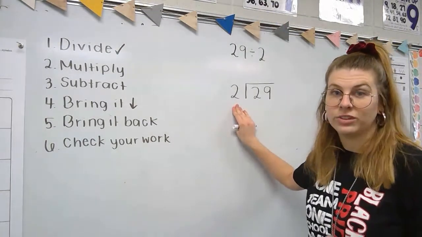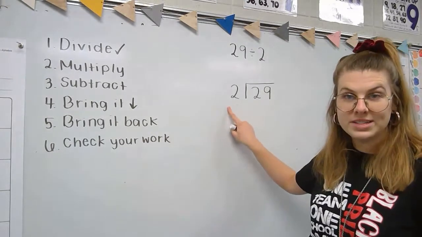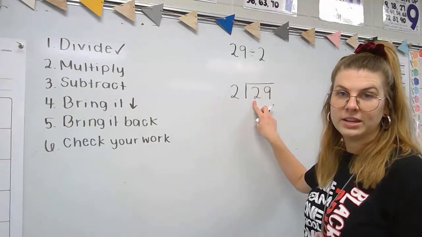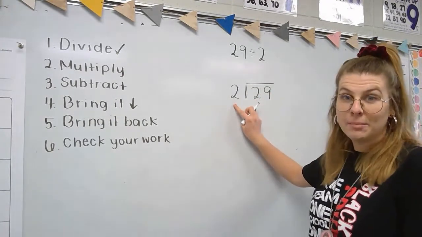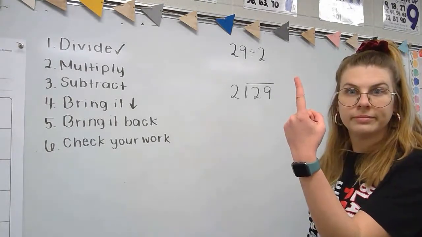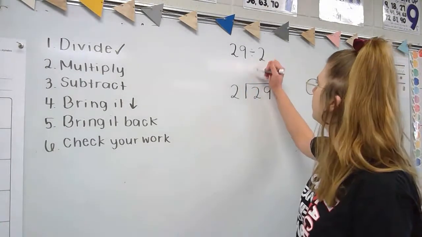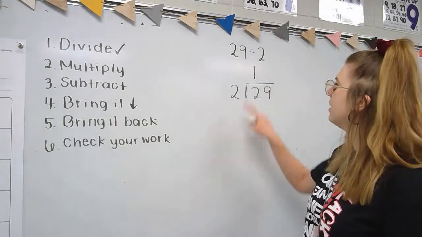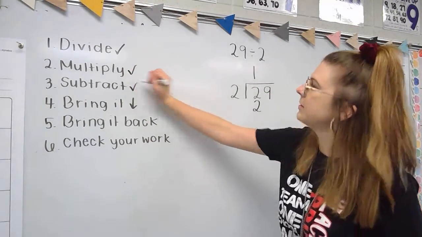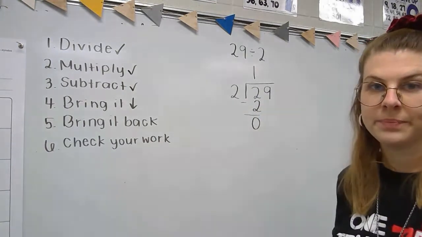Now, instead of asking ourselves how many times can I get the number 2 into 29, I'm only going to do 1 digit at a time. I'm only going to focus on this 2 right here. How many times can I pull groups of 2 out of 2? 1 time. When I skip count by 2s, I immediately get to the number 2 with 1 group. Multiply. 1 times 2 is 2. And subtract. 2 minus 2 equals 0.